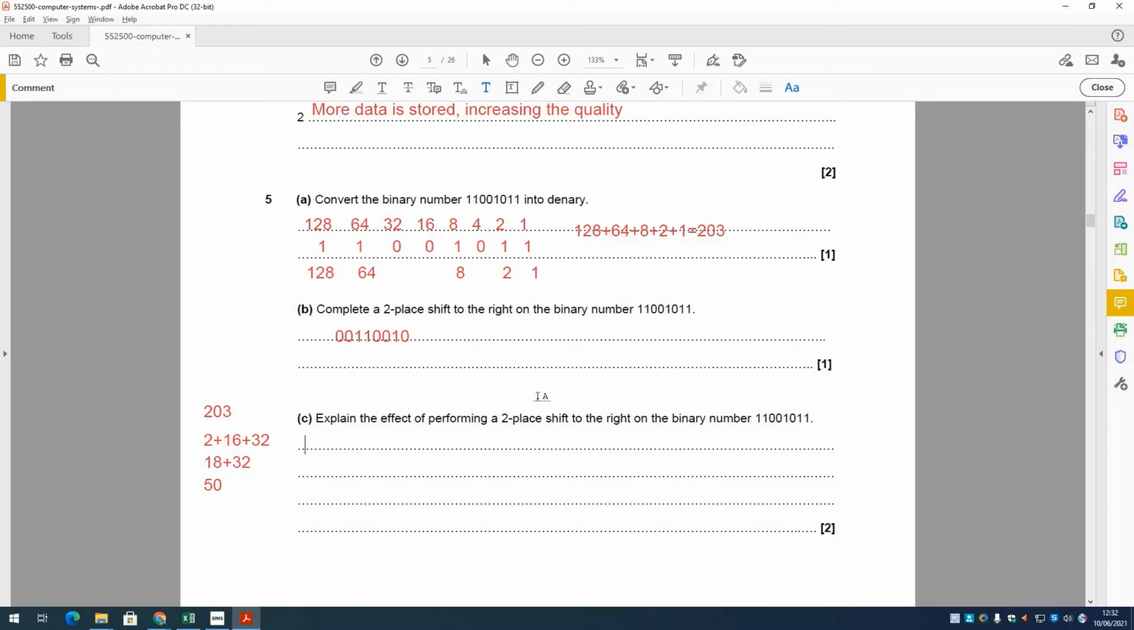So we just need to explain that. We can also say each time you shift it, it divides by 2. So this number is divided by 4. Okay. Now, this is a 2-mark question. I don't think I've really covered enough on this, so we want to go into a bit more detail. We've gone from 203 down to 50, not quite divided by 4. So we could say it can lose accuracy as well.